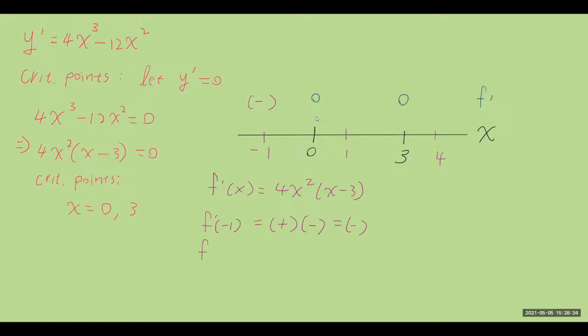Right? And f prime of 1, that's going to be a positive number multiplied by a negative number, which is still negative. Right? And last but not least, f prime of 4, that's going to be a positive number multiplied by a positive number, which is a positive number right here. Okay. Now, by looking at this, we can actually identify any of the local min or max.